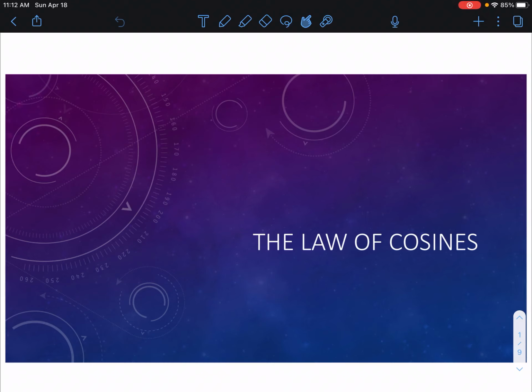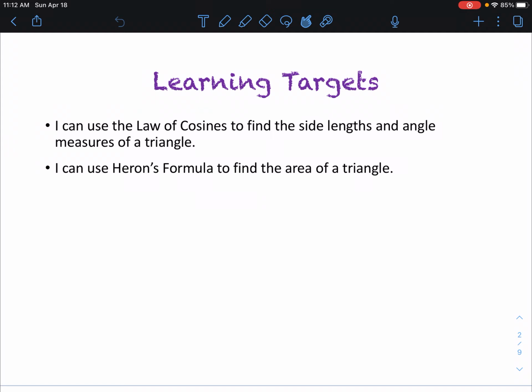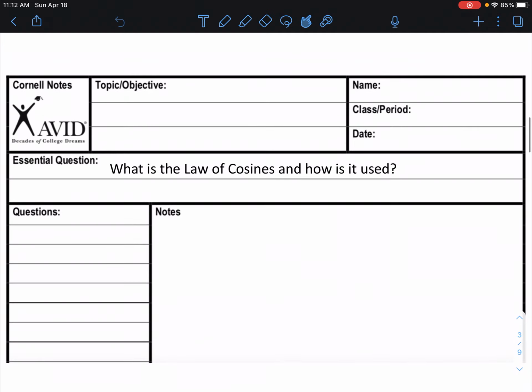All right, so today we're going to learn about the law of cosines, and we'll also still apply the law of sines and how to know which one to use. Here are our learning targets. All right, so what is the law of cosines and how is it used?